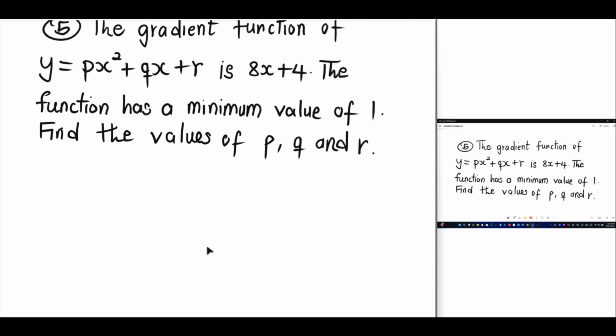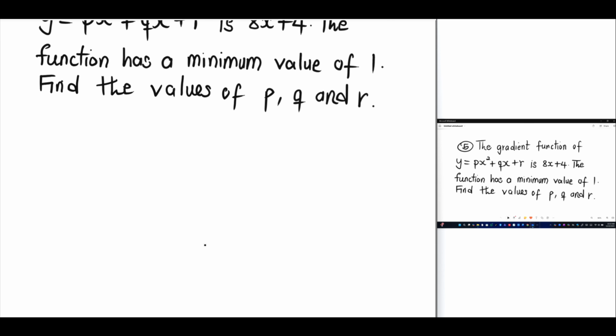The x value of the minimum point is not given. We have been given only the y value. That is why it is stated as the minimum value. The y component of the minimum point is called the minimum value. So let us look at how best we can answer this question.